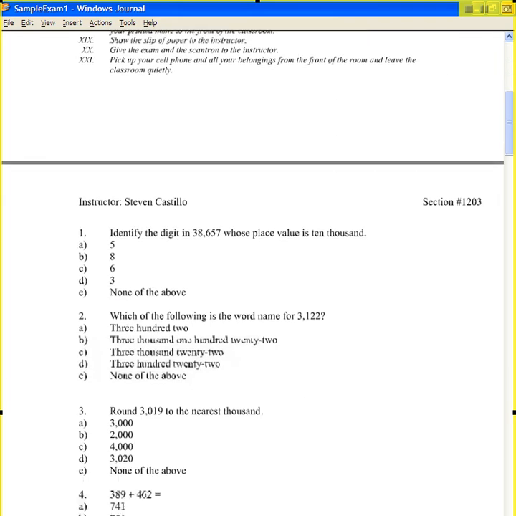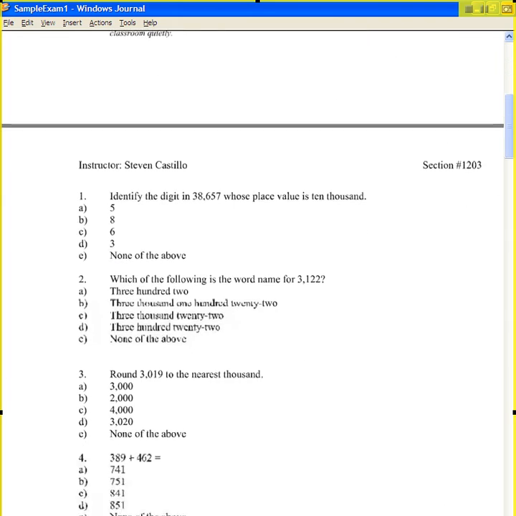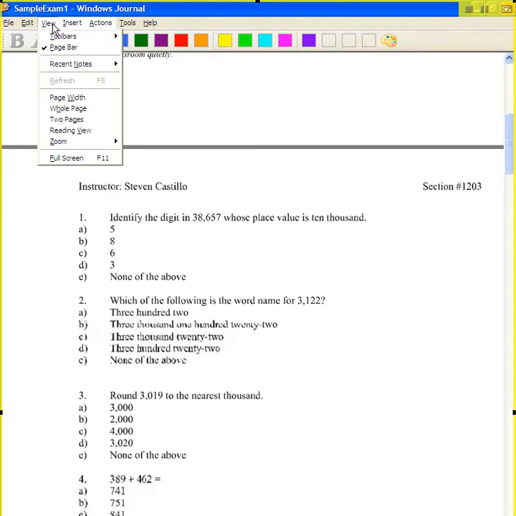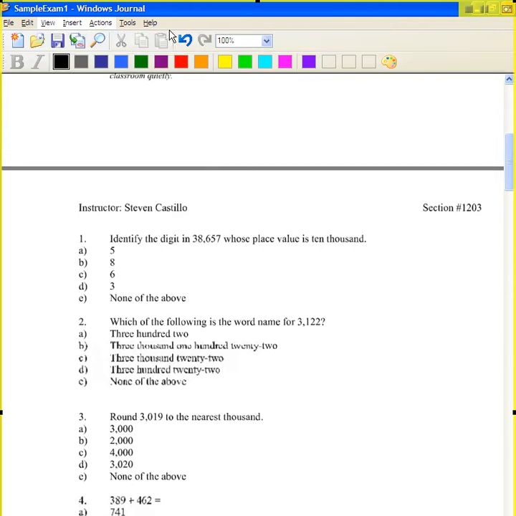So let me do problem number one. Identify the digit in 38,657. Oh, wait 1 second. This got rid of my toolbars. Let me put in some toolbars here. Okay, so identify the digit in 38,657 whose place value is 10,000.